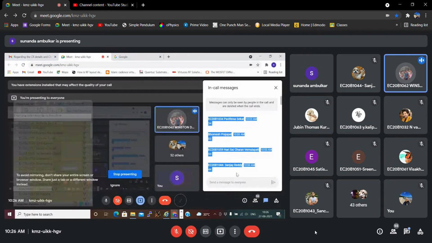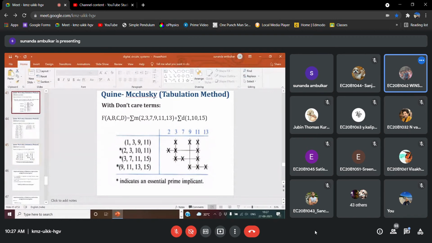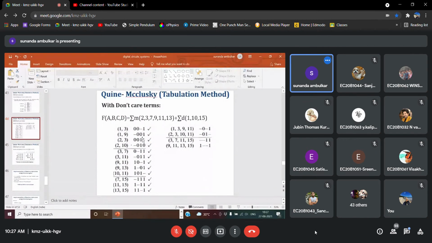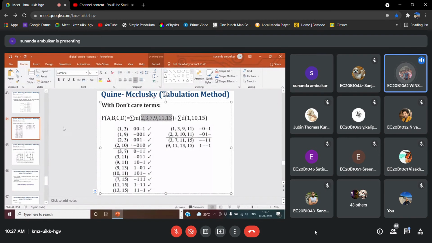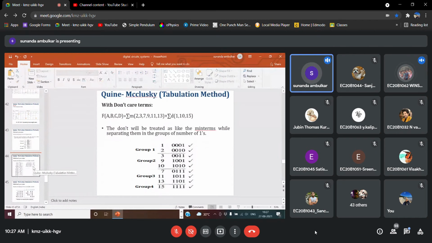Ma'am, we'll have to remember that 7 means 0, 1, 1, 1 in binary. From where are you deleting? Because here 2, 3, 7, 9, 11, 15 are there, no? Yes, ma'am. So for 7, we'll have to remember it is 0, 1, 1, 1, and we'll have to put it in group 3.